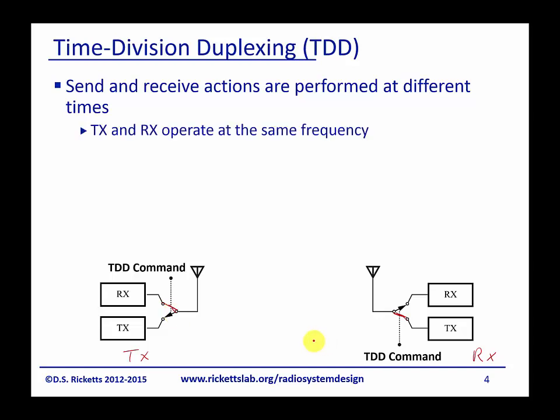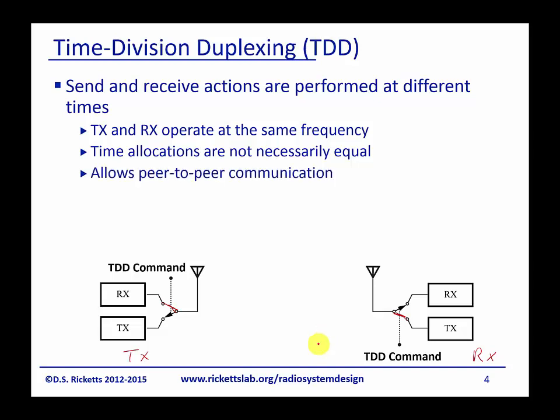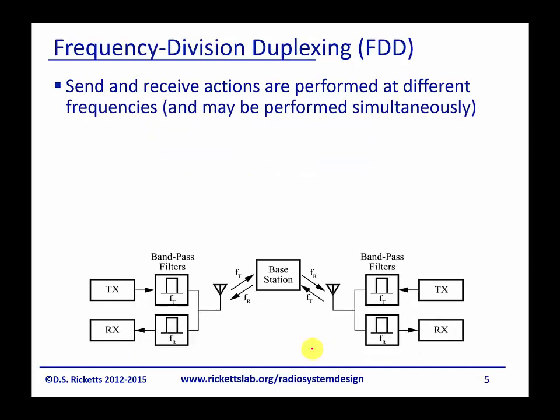Some points to notice: both the transmit and the receive operate at the same frequency. Time allocations are not necessarily equal. As an example with a walkie-talkie, you can talk as long as you want and the other one can listen as long as you want, so there's no pre-existing coordination of time. And it allows peer-to-peer communication.